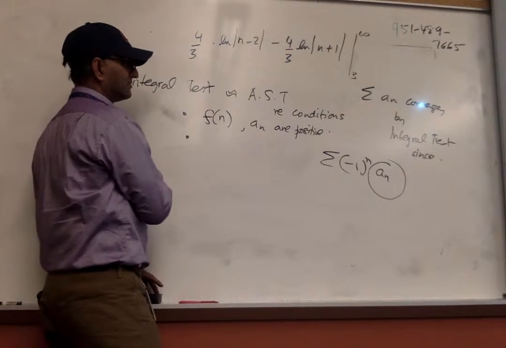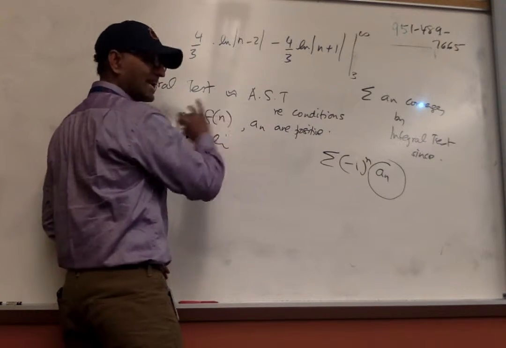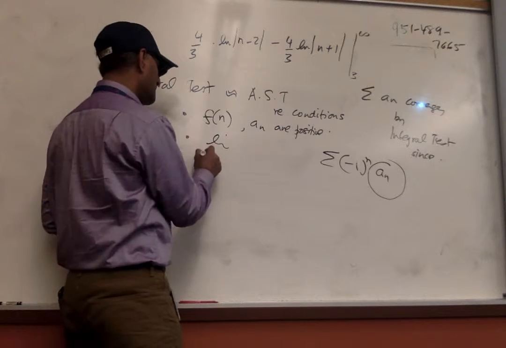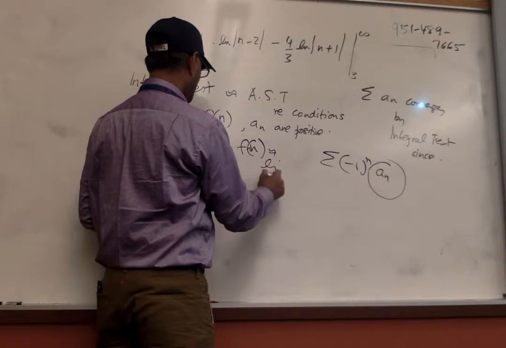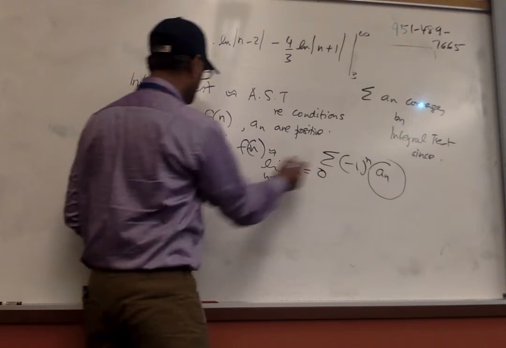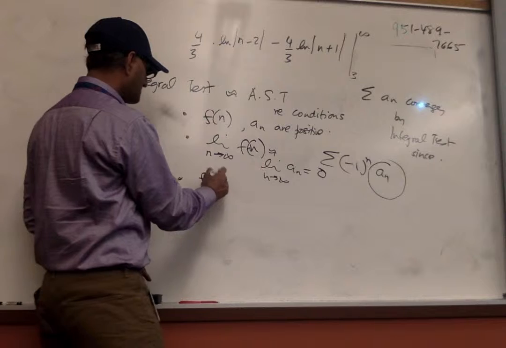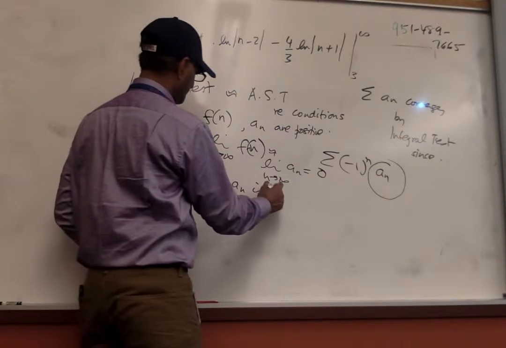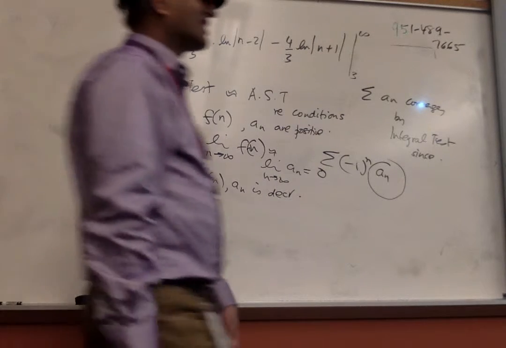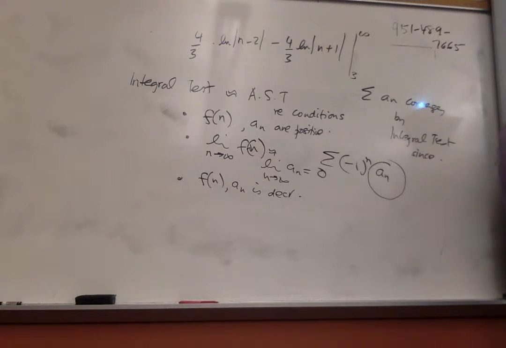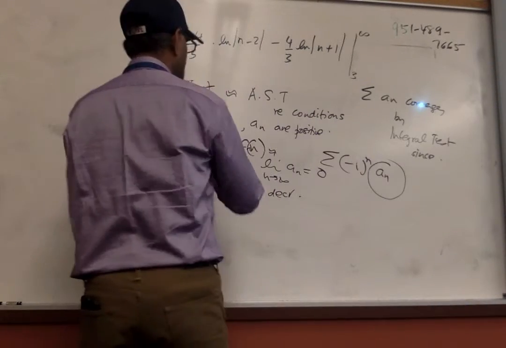What's the second condition? Limit, guys, AST and integral test both have the same conditions. Limit as n approaches infinity of an or f of n should be 0. And what is the last condition? f of n or a of n should be decreasing. Okay, let's have a look. Just mental math. Isn't n squared or whatever in the denominator? As n rises, look at me, 3, 4, 5, is this getting larger and larger? So 4 over it is getting smaller and smaller. So very easy check.